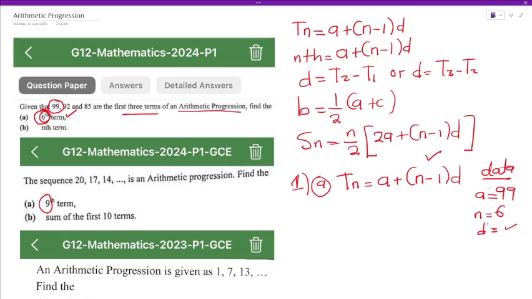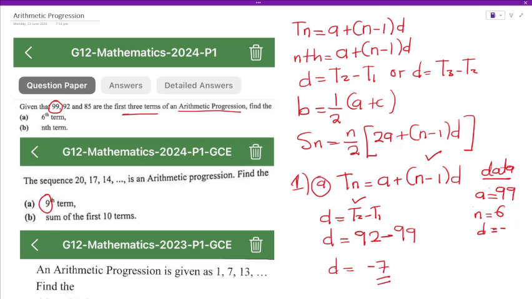What is the common difference? Now this is the guy you need to find. Remember we said the common difference formula is T2 minus T1. D will therefore be equal to, what is T2? You go back to your sequence or your progression. What is the second term? This is the first term, that is the second term. Second term is 92. So you're going to say 92 minus the first term. What is the first term? The first term is 99. So we're going to say minus 99. Meaning your common difference will be equal to negative 7. And you are done. So here where there is D, you put negative 7.